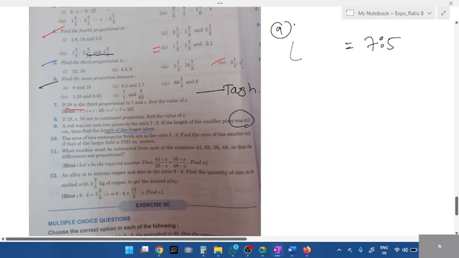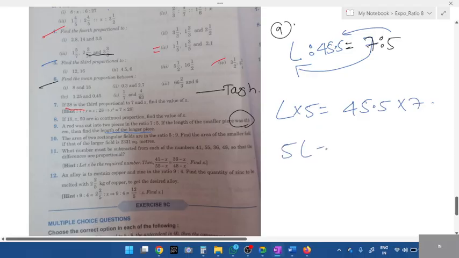See, where is 5 written? First or second position? Second. And what value is given with respect to 5? 45.5. So wherever 5 is written, I'll take it as 45.5. Wherever 7 is written, I'll write it as longer piece, L. Same concept. Use product of means equals product of extremes. L into 5 is equals to 45.5 into 7.